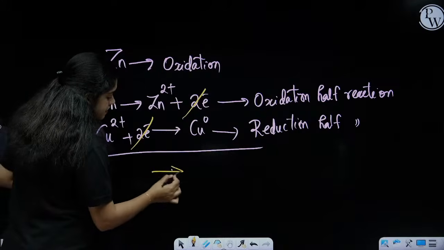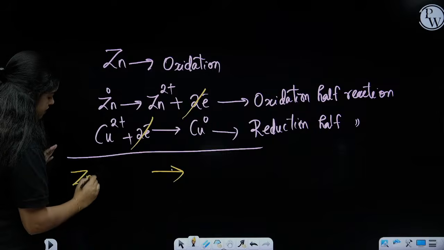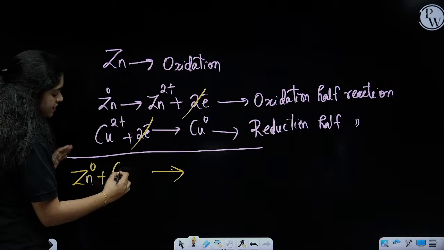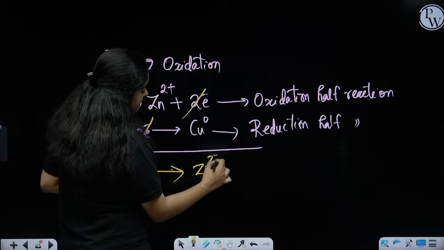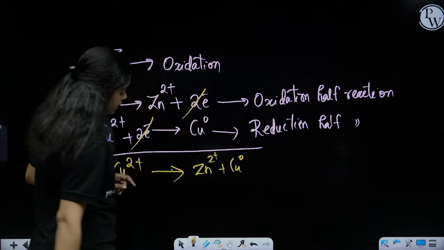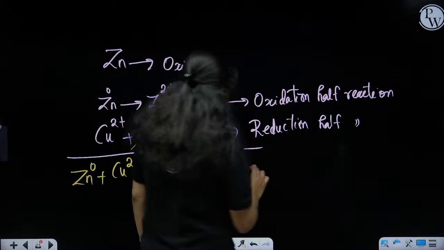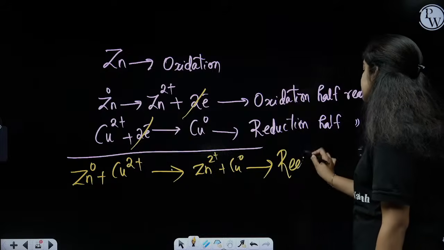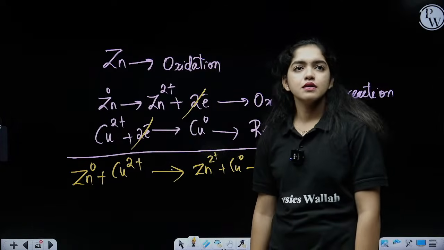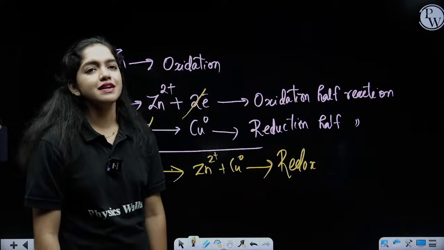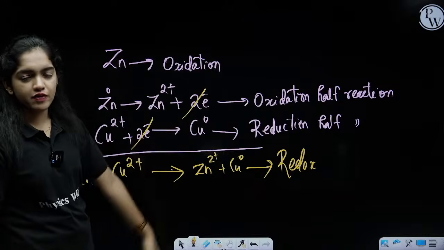Now, write the left side first. Zinc is there. Then, what is coming on the left side here? Cu2+, that is over. Now write the right side. What is it? Zn2+ and Cu0. Look here, Zn0 changed to Zn2+, copper 2+ changed into copper 0. So the complete redox reaction happens, that is, oxidation and reduction occurred at the same time. Oxidation and reduction occurring at the same time is known as what? Redox reaction. So this is the representation of our Daniell cell.